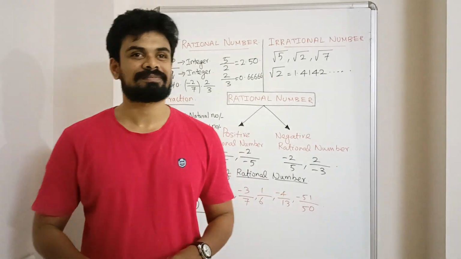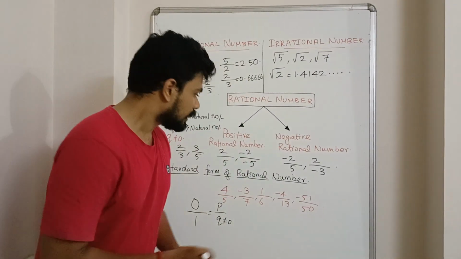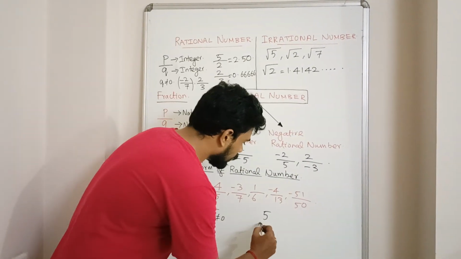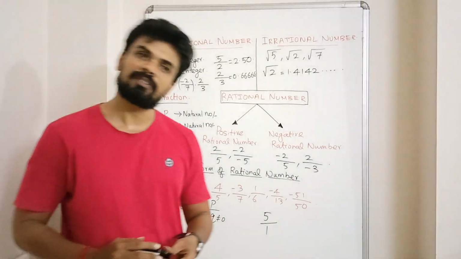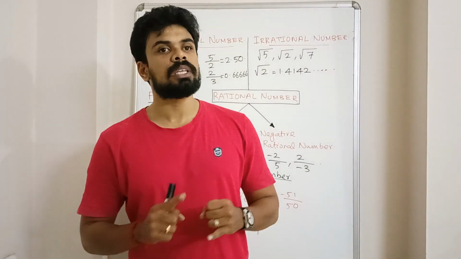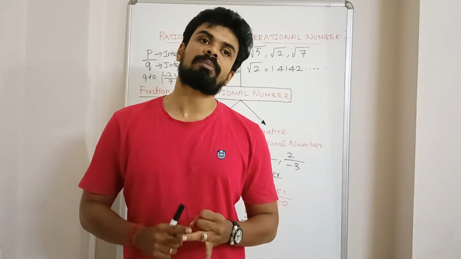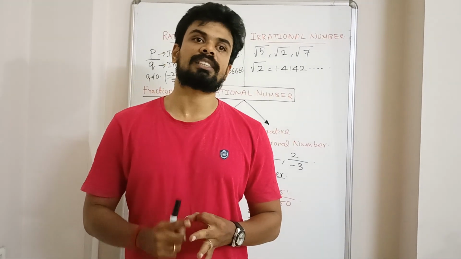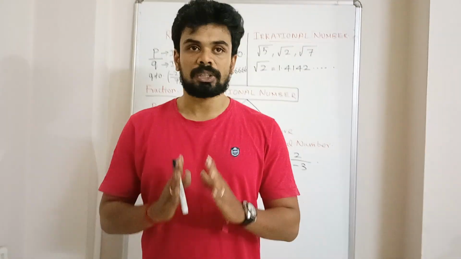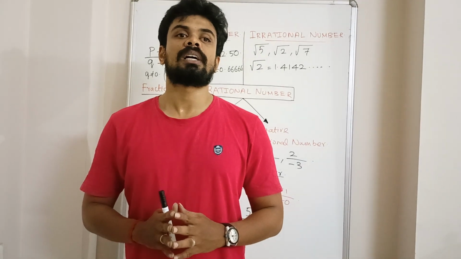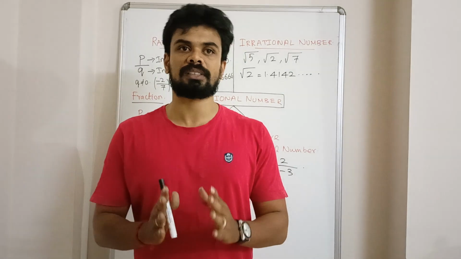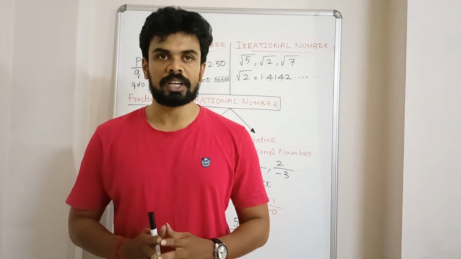Major conclusion. Secondly, sir, is 5 a rational number? Obviously, in the same format I can write 5 as 5 divided by 1. So 5 is also a rational number. So the second major conclusion is that all whole numbers, natural numbers and integers are always rational numbers, given the condition that it must either terminate or recur itself. Hope it will help you. Thank you.